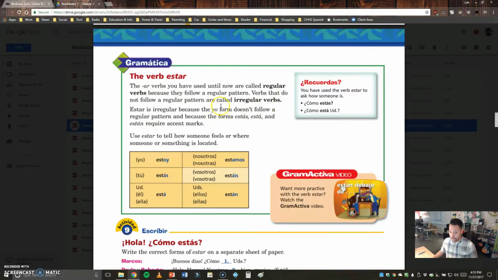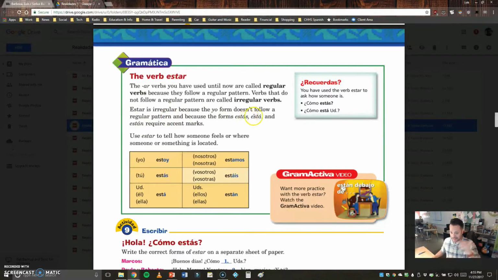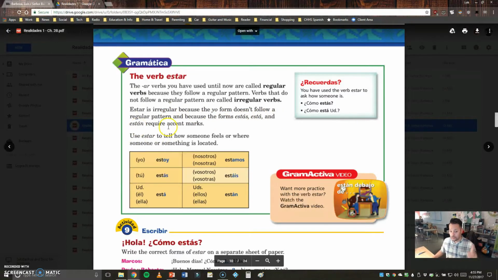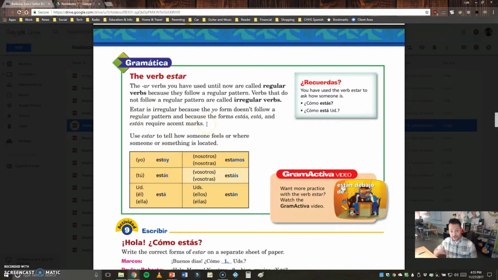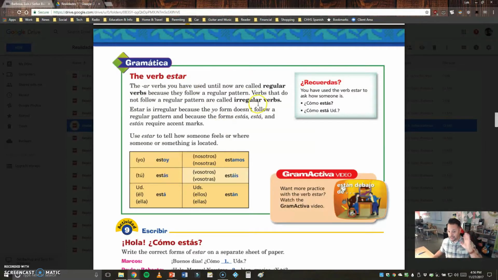It's because the yo form doesn't follow a regular pattern, and because the forms estás, está, and están require accent marks. So far, out of all the AR verbs that we've conjugated in class, we've never had to do any of that to any other AR ending infinitive. So, the verb estar behaves differently. It's classified as an irregular verb.